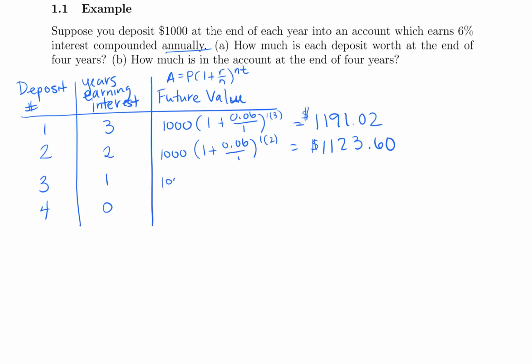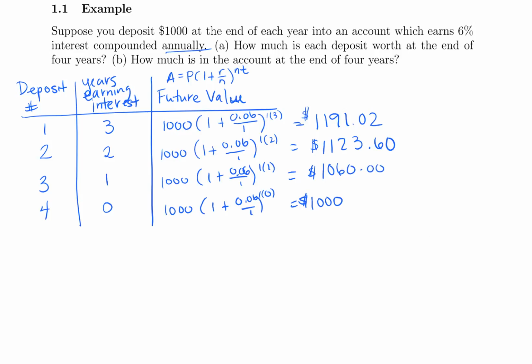If we follow the same formula that we had before, adjusting the time as needed, we have 1,000 times (1 plus 0.06 over 1) to the 0. So the last year, our $1,000 is only worth $1,000, and in year 3, our $1,000 at the end of the next year was worth $1,060 even. So you can see that the initial deposit that we made earned more interest, and that's because it was sitting in the account longer, and so it had more opportunities to earn interest.